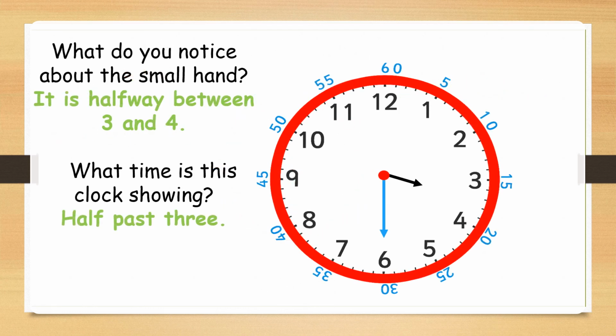Now look at the clock, children. What do you notice about the small hand? Very good. It is halfway between 3 and 4. Now what time is this clock showing? Bravo! 3:30. So we say the time is 3:30.